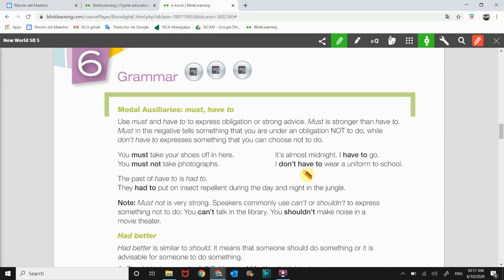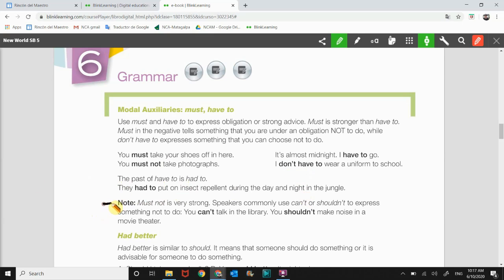So, for example, color days. On color days, you don't have to wear a uniform. You can, but you don't have to. The past of have is had. So they had to put on insect repellent during the day and night in the jungle. We're talking in the past, they had to.